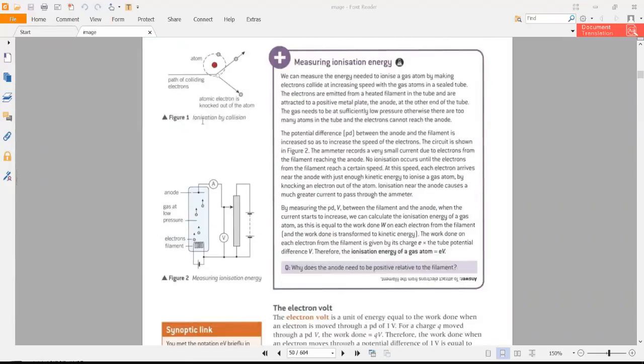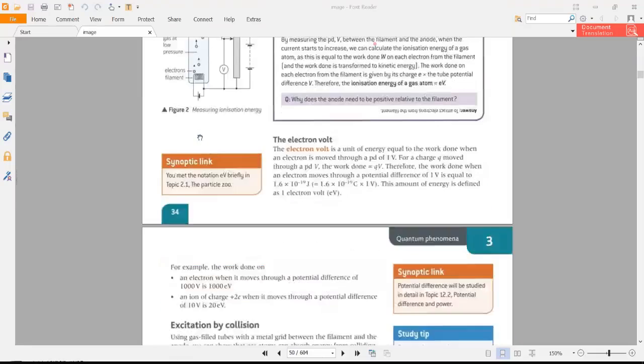Okay, got it? More energy is required for an electron to be ionized. More kinetic energy, a faster electron, is required to hit the electron. Got it? Yeah. Okay.